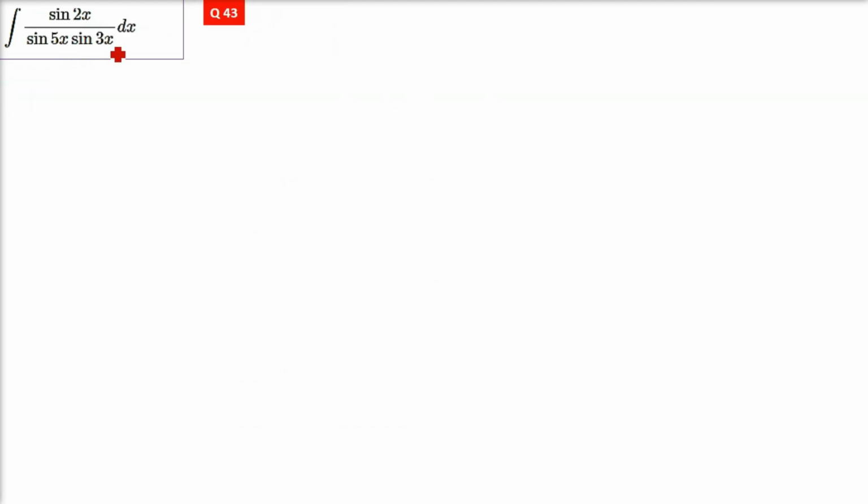Now we have sine 2x divided by sine 5x, sine 3x. Now even if you put anything of the denominator, you are not going to get anything from the numerator.